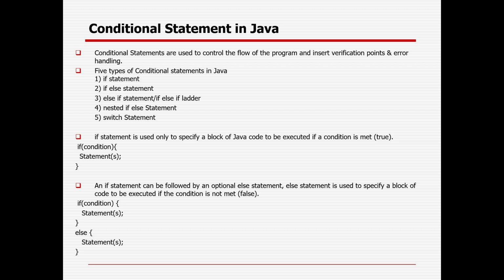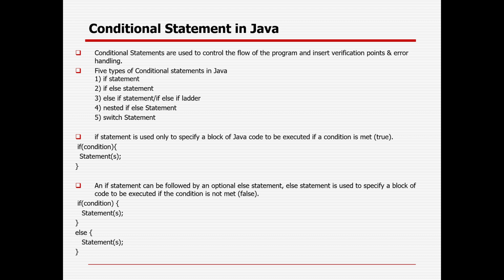So in conditional statements, there are primarily 5 types available: if statement, if else, nested if else, else if statement, sometimes called the if else if ladder, and switch statement. So what is the if statement? The if statement is used to specify a block of Java code to be executed only in case the condition is met or true, but there is no guarantee in case the condition is false. That's the problem of the if statement.